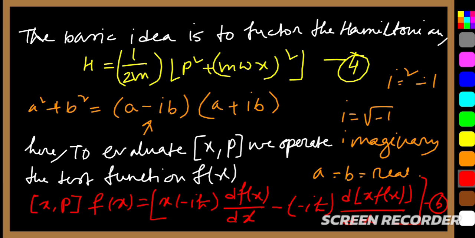f of x equal to within third bracket x minus ih cut df of x by dx, minus whole over minus ih cut d within third bracket x f of x by dx, that is the bracket close, that is the fifth equation. Okay, next.